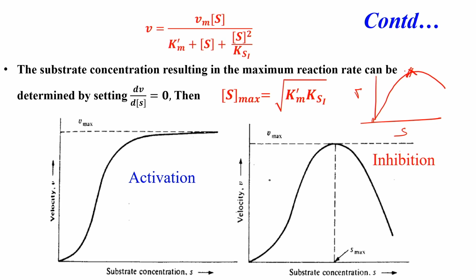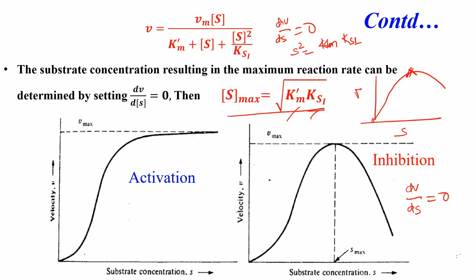And how to calculate maxima? To calculate the maxima, you have to say dV/dS equals 0. If I put dV/dS equals 0, we end up with S squared equals Km into KSI, or S max equals the square root of Km KSI. So, in this way, if you know this KSI and Km, one can calculate the maximum concentration till which we will not observe the substrate inhibition.